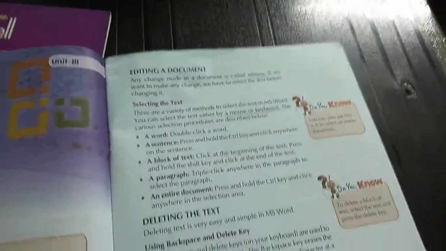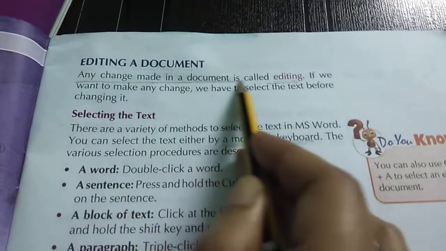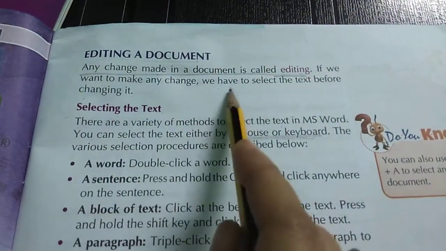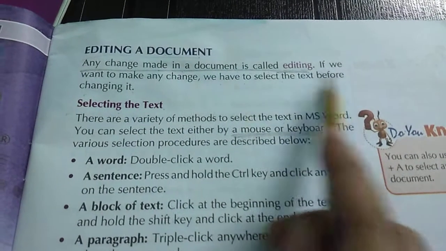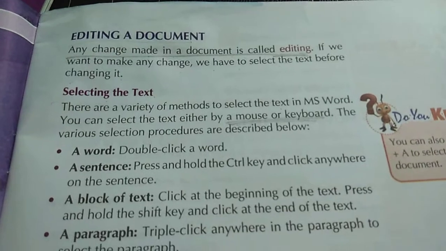Now see, how will you change something? Editing means to change something. Now see, editing a document. Any change made in a document is called editing. If you want to make any change, we have to select the text before changing it. So before changing or editing anything, you have to select the part that you want to edit or change.